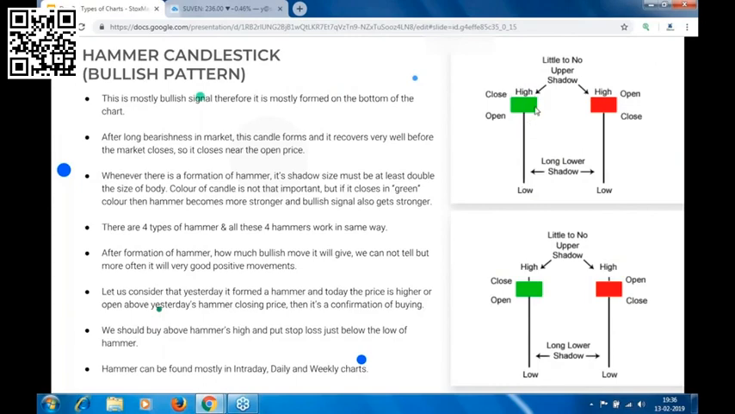Now in this candle, if you see, the body is very small and the wick is very big. The wick can be more than double the size of the body. And as I told you, the color can be red or green, it doesn't make an effect. But this candle formation should take place only at the bottom of a chart after a long downtrend. If this candle is formed anywhere in between the chart, then it has no meaning to us, because we are looking at trend reversal candlestick formations.